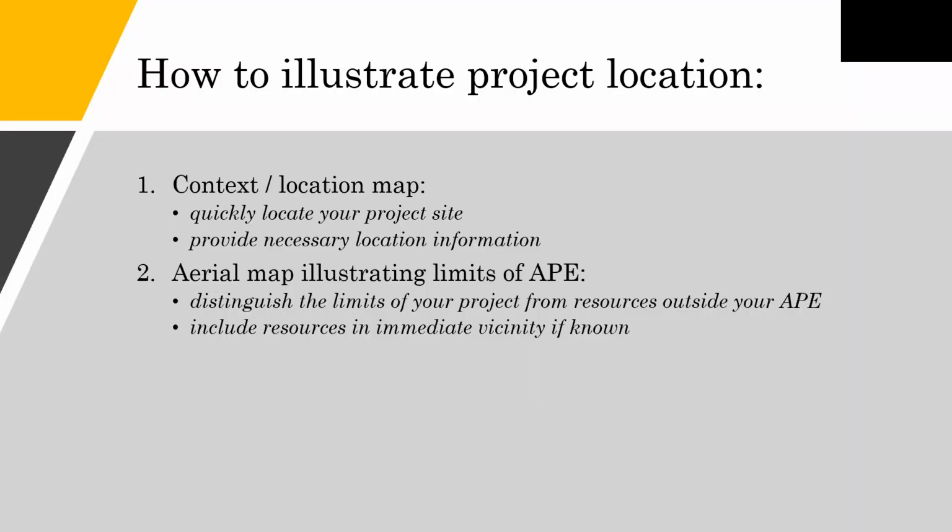In order to illustrate the location of your project, please include a context or location map, which will allow our staff to quickly locate your project site. Also include an aerial map illustrating the limits of the area of potential effect. This map will allow our staff to determine how your project area relates to any known resources in the immediate vicinity. If you can effectively illustrate the general project location and the specific project limits in a single map, then please do so.